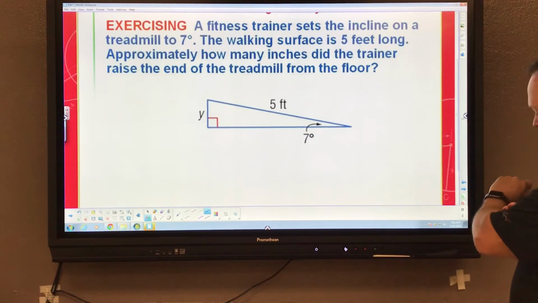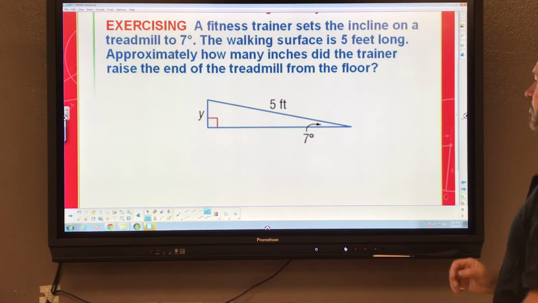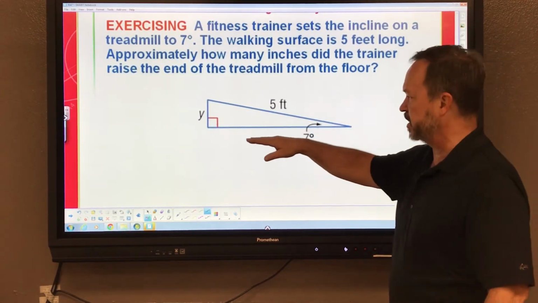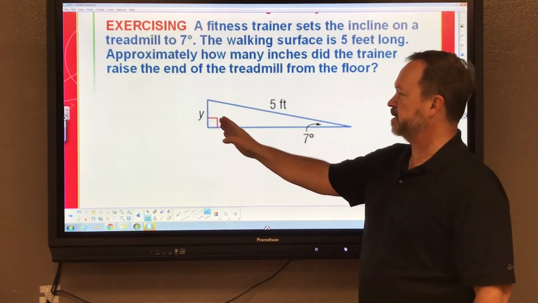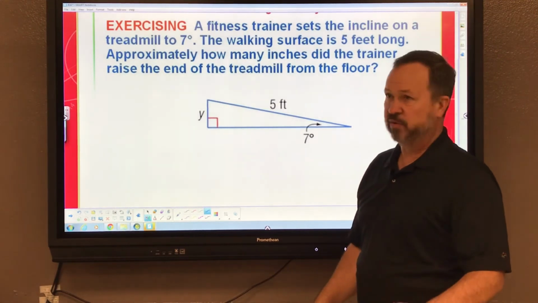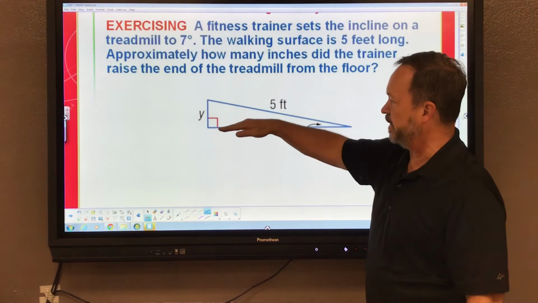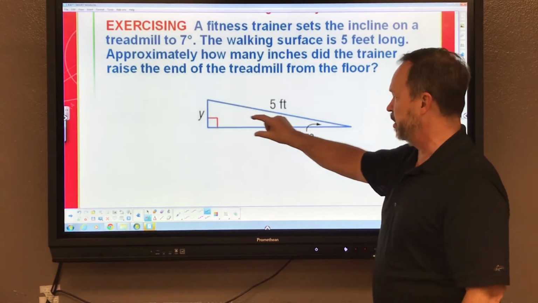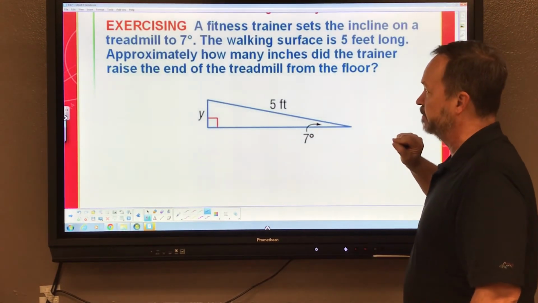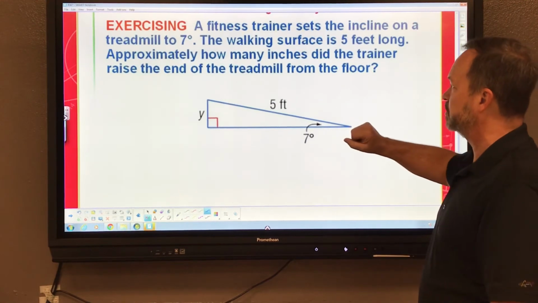It's pretty clever stuff. And so the problem says a fitness trainer sets the incline on the treadmill to 7 degrees. So you can sort of theorize and see this is the floor, this is the front, back, however you want to look at it, of the treadmill. This is where the person gets on, they raise that thing up, and when they do, they create a 7-degree angle right here. That's what that first part says. They've drawn a nice little picture for us.